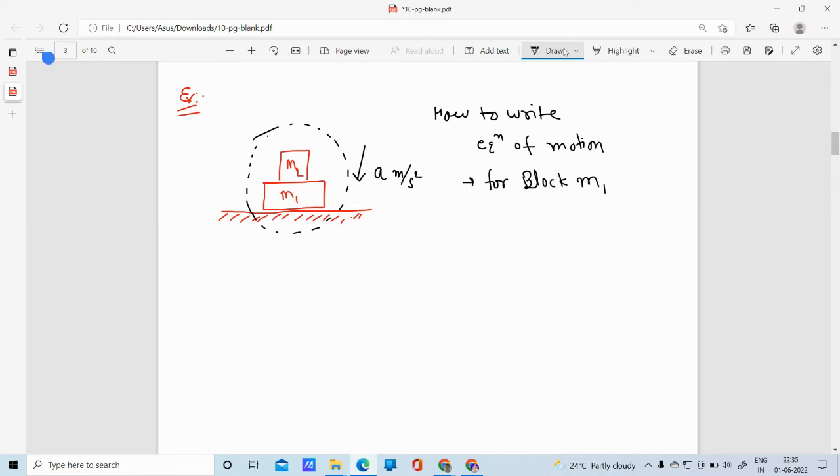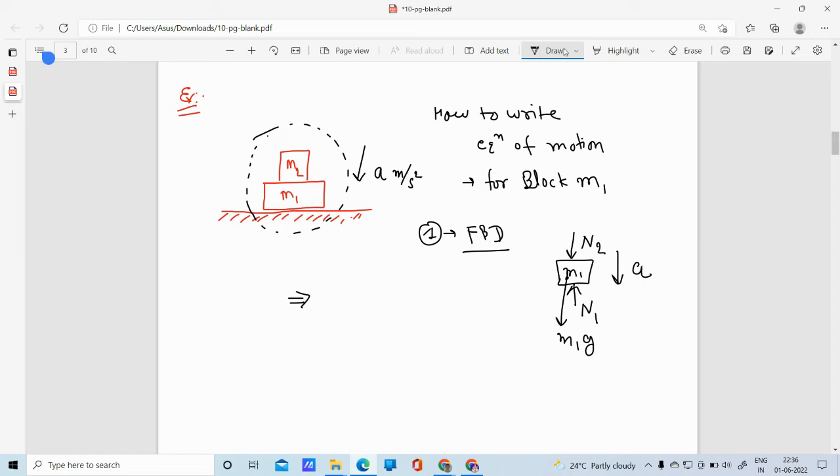block m1. So first thing is FBD. So how to make FBD? FBD is very simple. m1, so due to the earth normal direction N1, and this N2, and the acceleration a, and the weight of the block, that is m1g. So this is FBD. Now, the equation of motion is in the direction of acceleration, net force.